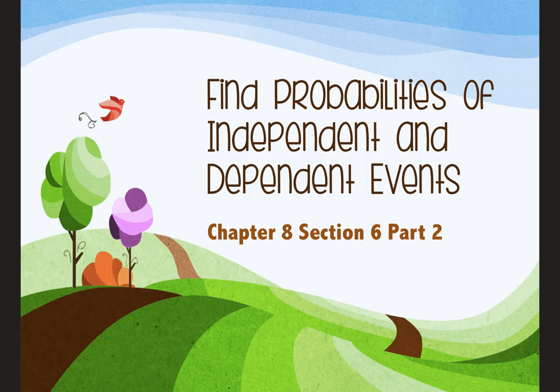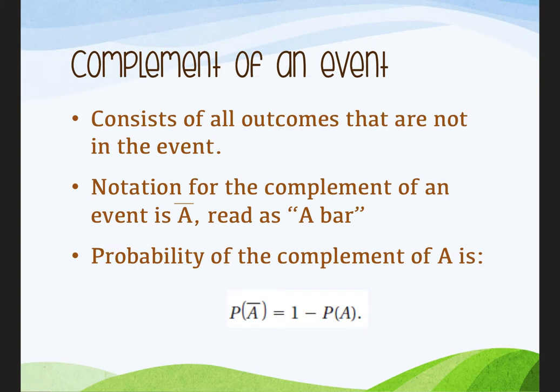All right, so the good news is we kind of got our feet wet with this last week, but we're going to finish out 8-6, which is finding the probabilities of independent and dependent events. So we talked about independent events last week, and now we're going to add dependent events. Something called the complement of an event can be used in certain scenarios to make things easier. You don't have to use a complement. I'm going to teach you how to use it, but sometimes you want to use it in probability because it will make your set easier.